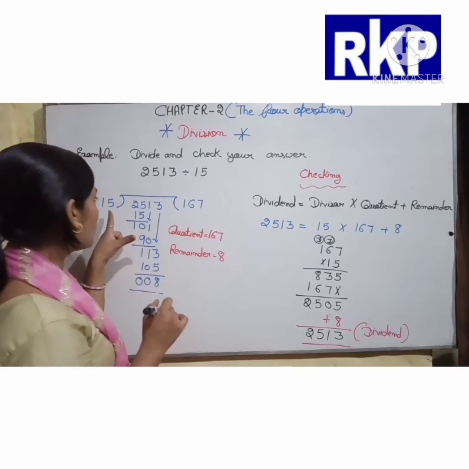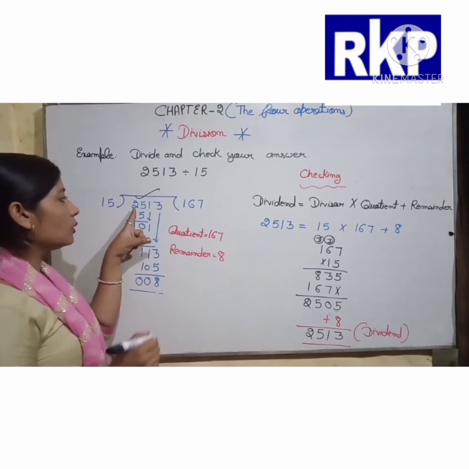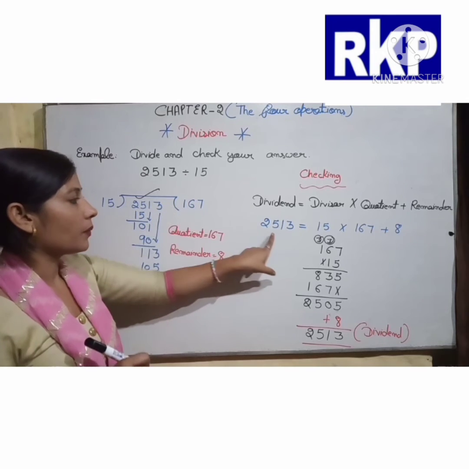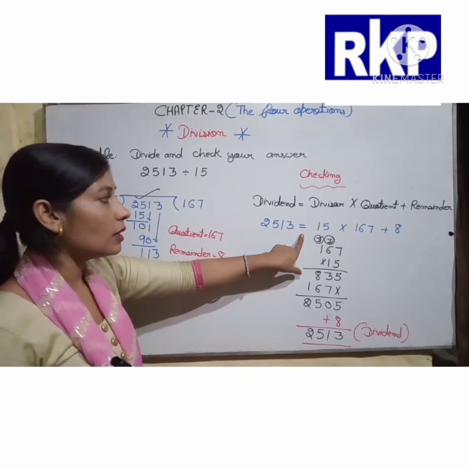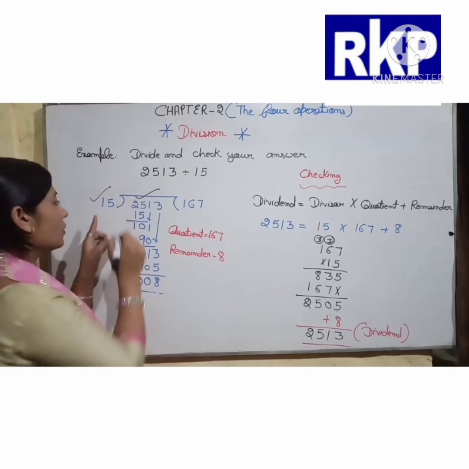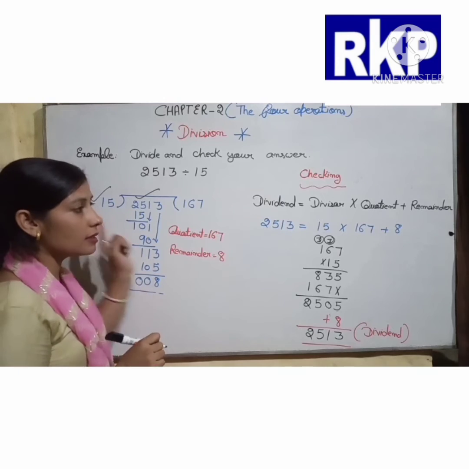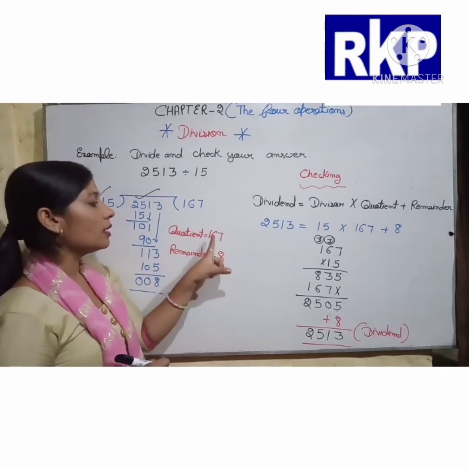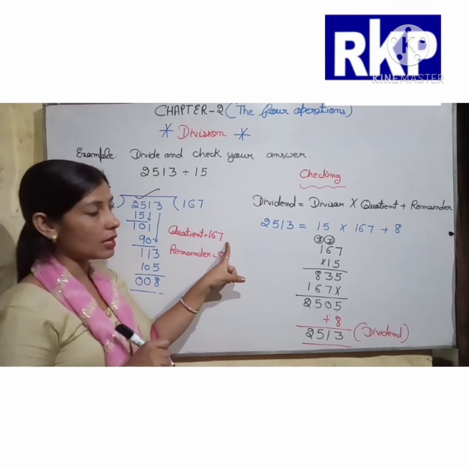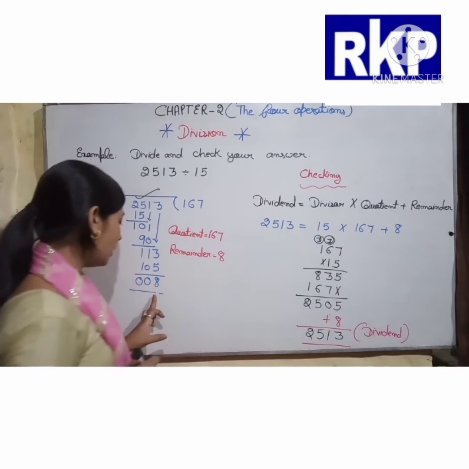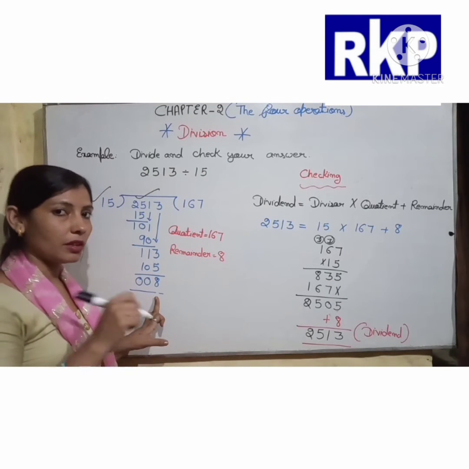Okay. Now beta here first of all we have to write dividend. So here you can see 2513 is our dividend. So right here is equal to divisor. What is divisor? Here 15 is our divisor. Multiply quotient. What is quotient? 167 is our quotient. And plus remainder. What is remainder here? Here we can see 8 is our remainder.